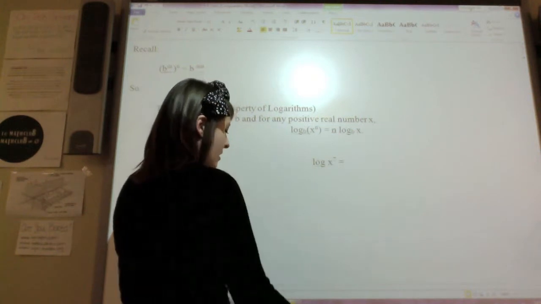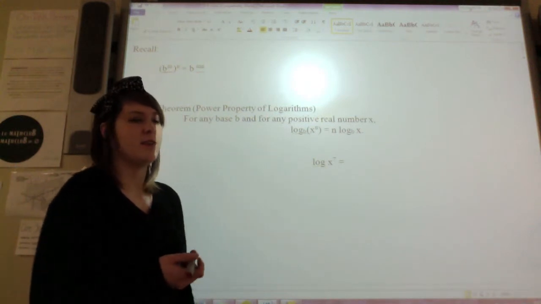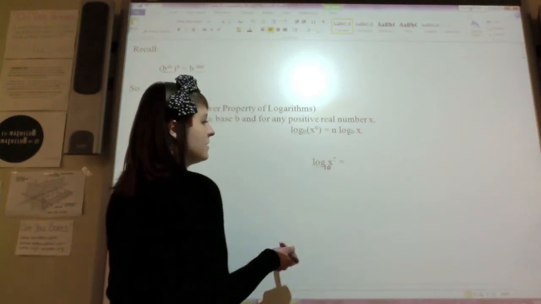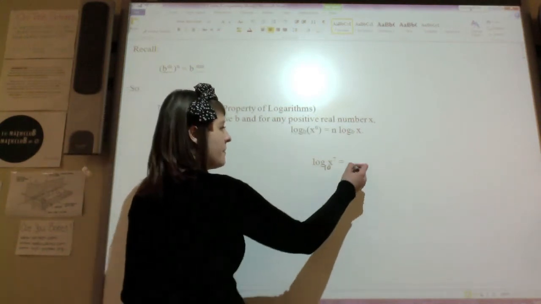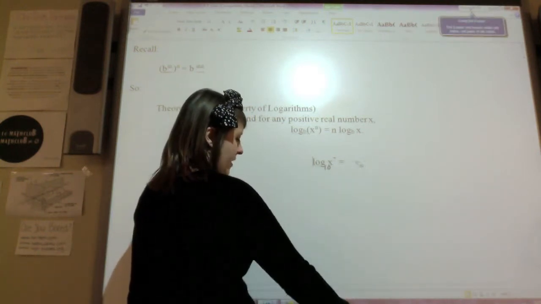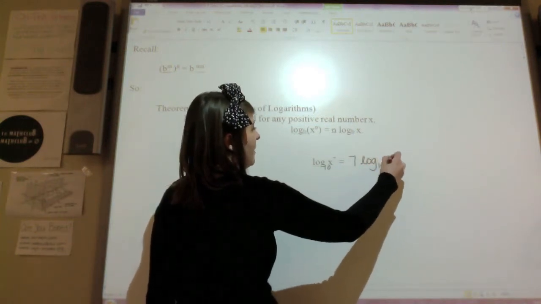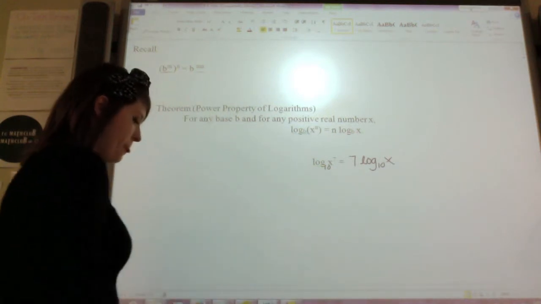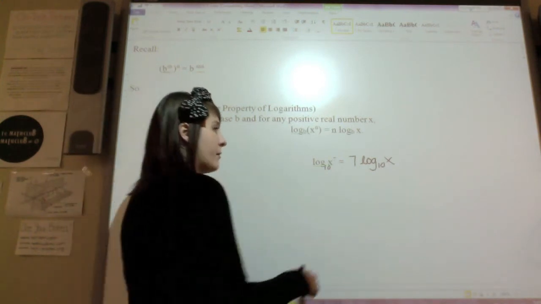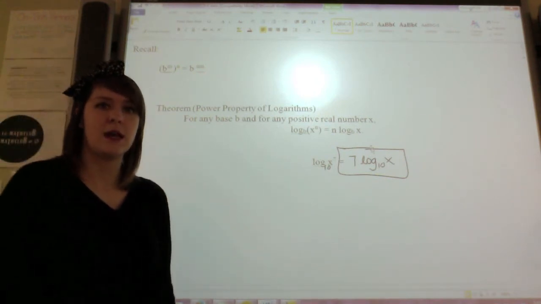So here, if I have log of x to the 7th, remember that when you don't have a base specified, that means that it's a common logarithm with a base of 10. So I'll write this 10 in here so we remember that. Okay, so if we have log base 10 of x to the 7th, I can rewrite that as 7 times log base 10 of x. And that's as far as I can go with that one. Okay, so those are our exponent rules and our logarithm rules.